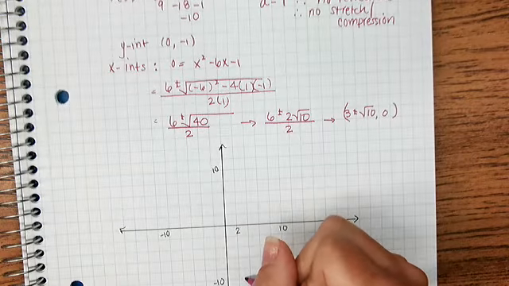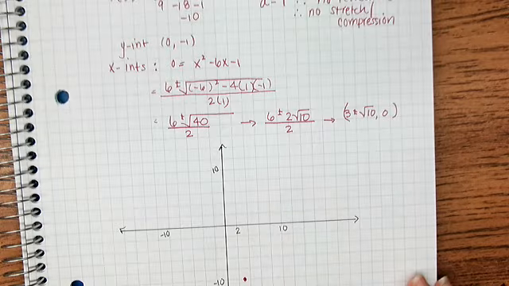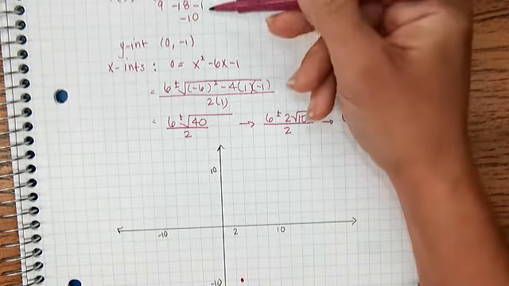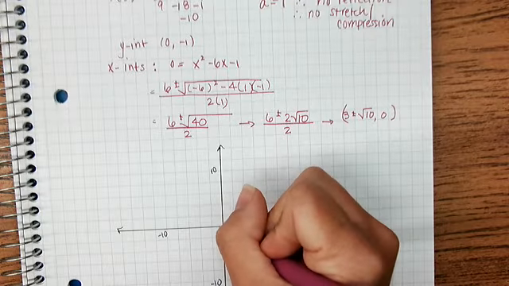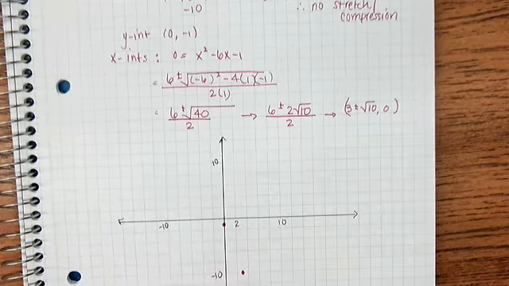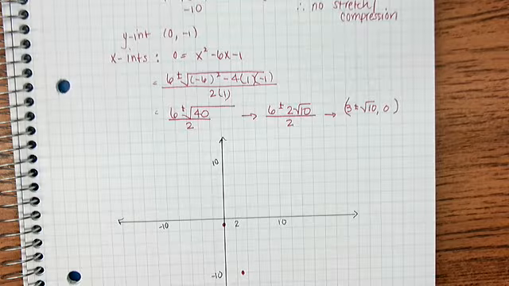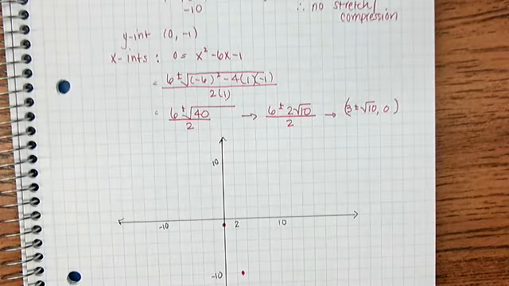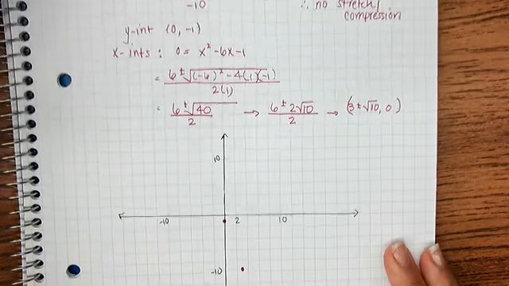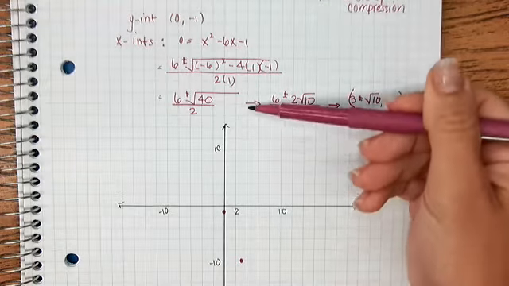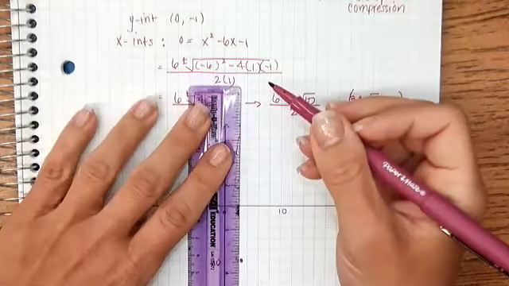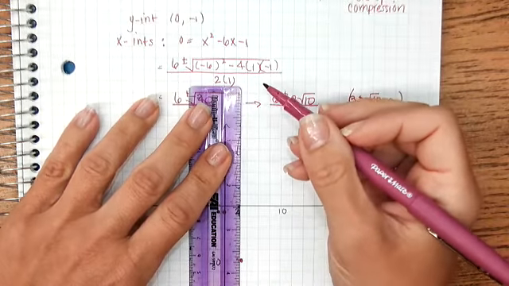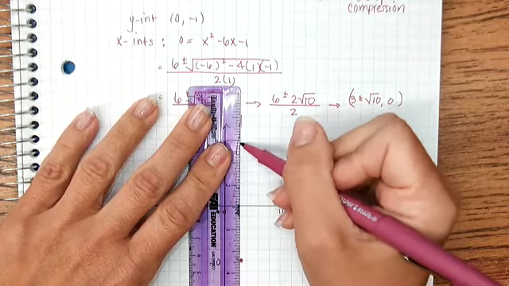So (3, -10) is here. The y-intercept was (0, -1). Remember, I'm going by 2, so it's partially through. Oh, I can do a reflected point. The axis of symmetry is always a vertical line that slices right through the vertex. I'm going to draw it in. You don't have to, but I'm going to so you can see.